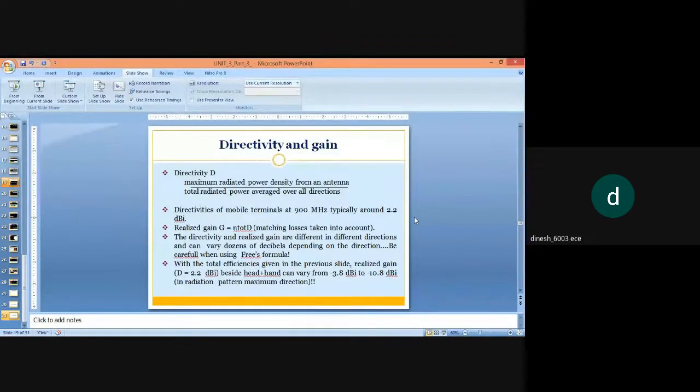Next is the directivity, which is given by D. So this is the maximum radiated power density from an antenna to the total radiated power averaged over all directions. So the radiated power, which is the maximum from the antenna, divided by the total radiated power averaged over all the directions, is called directivity. So the directivity of a mobile terminal at 900 megahertz would be typically around 2.2 decibels. So the gain will be with the total matching losses taken into account. So the directivity and the realized gain are different in different directions and can vary by dozens of decibels depending upon the direction. So we should be using the formula very carefully.